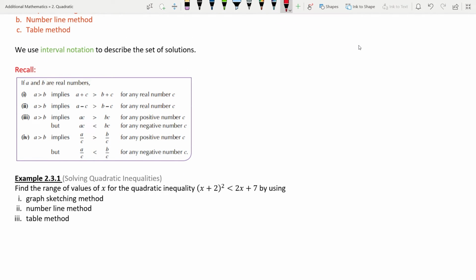Before we solve quadratic inequality, let's recall some properties of inequality. Basically, if a and b are real numbers and a is greater than b, when we add, subtract, multiply, or divide by a positive constant, we do not change the sign of the inequality. But if we multiply or divide by a negative number, we have to change the sign. This is shown in property number 3 and property number 4. So we have to take note of that.